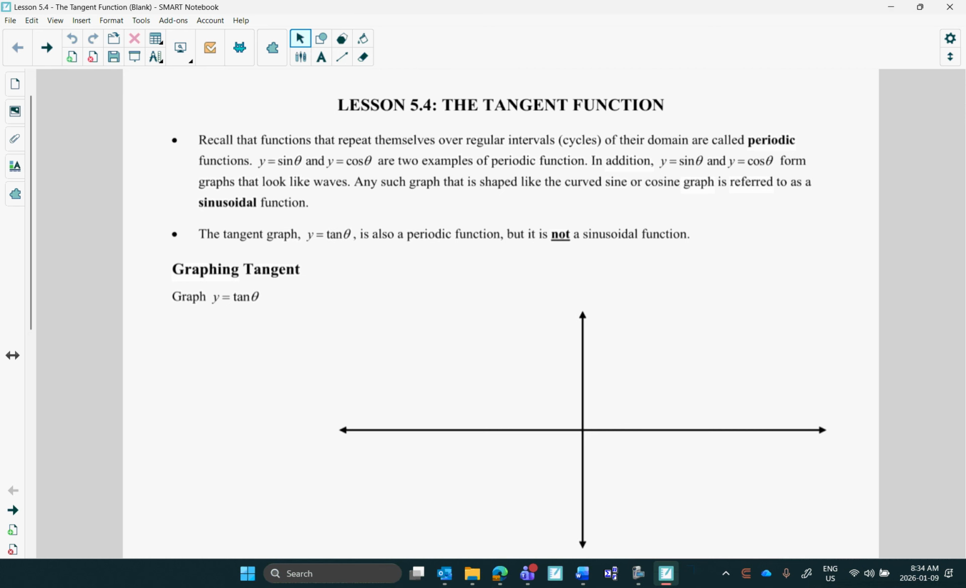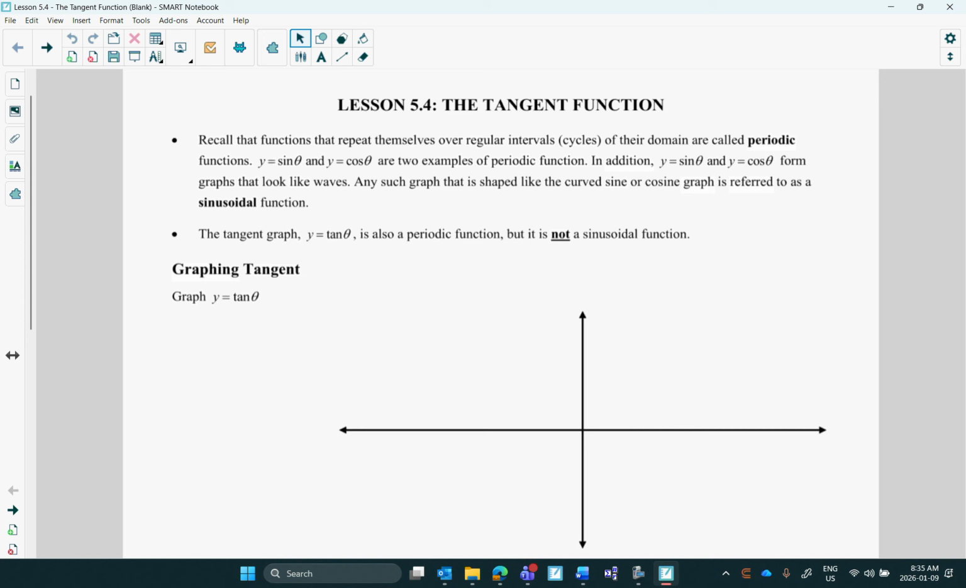So we've been talking about sine and cosine functions, graphing them, stating properties, graphing transformations of them, and then given their graphs, writing equations of them. Sine and cosine functions we call sinusoidal because they take a wave shape, okay? We also call them periodic because they repeat the same shape after a certain period.